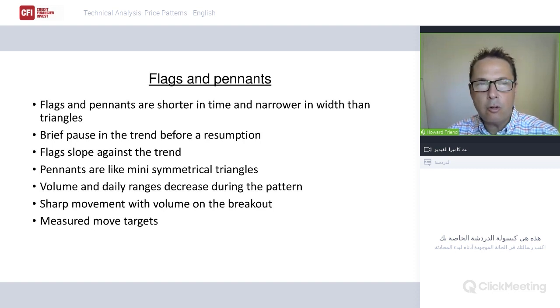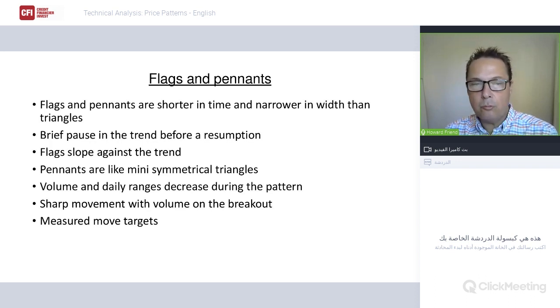Whereas a triangle might take maybe a month or two to unfold, a flag or a pennant might take a week or 2 weeks to unfold, just as an example. So they reflect a brief pause in the trend before a quick resumption of that trend. So flags slope against the trend, whereas pennants are a bit like triangles where you've got two trend lines. You've got a rising support line and a falling supply line, as with the triangle, but as I say, with much shorter duration. So they're like mini symmetrical triangles.